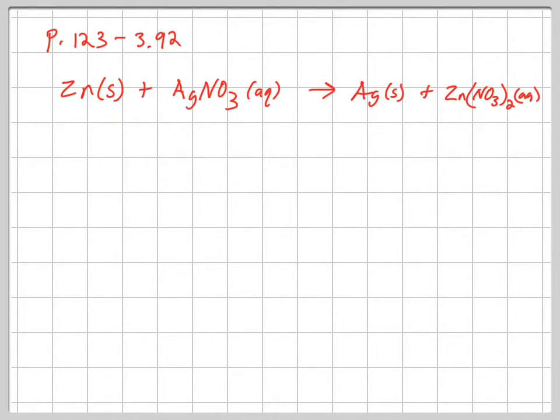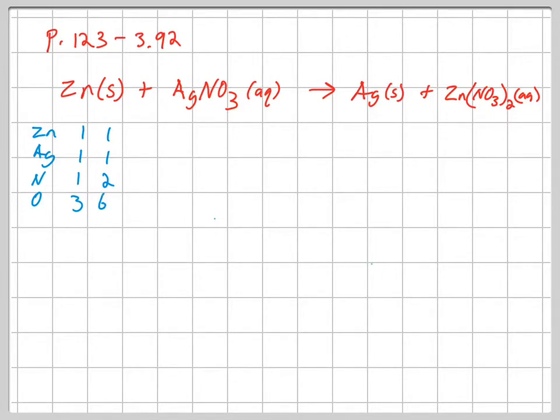First thing I need to do here is balance it. We'll go ahead and do that. On the left-hand side, we have zinc, silver, nitrogen, and oxygen. On the reactant side, we have 1 zinc, 1 silver, 1 nitrogen, and 3 oxygens. On the product side, we have 1 zinc, 1 silver, and 2 nitrogens. Because of that, you'll see this little subscript tells us that we're multiplying that whole parentheses by 2. And then we have 6 oxygens.